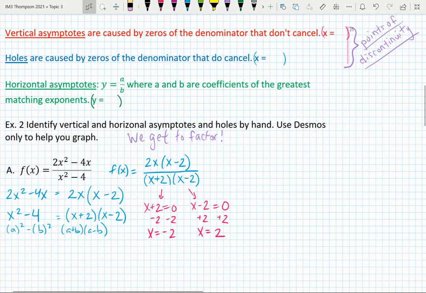So now when I go back and look at this, I have factors on top, factors on bottom. Oh, look, they both have x minus 2 in common. Do you see how that's going to cancel? Just like I cancel numbers, I can cancel factors and expressions. So I have x minus 2. That led me to this 0, this point of discontinuity. If it cancels, that's called a hole. So I have a hole at x equals 2.